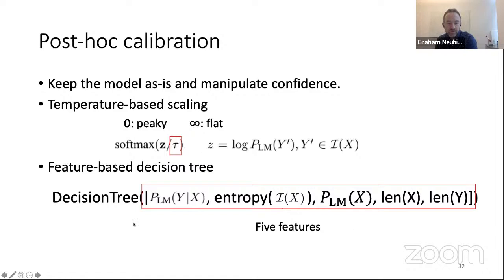We can also come up with a decision tree. So this is kind of motivated by things like quality estimation for machine translation, where basically you calculate a whole bunch of features from the inputs, including the original probability of the predictive model, the entropy over the data set, the language model probability, the entropy over all of the outputs, the language model probability of the input. So how well does the language model know about the input, the length, etc. Then we train a model to try to predict the probability of being correct.